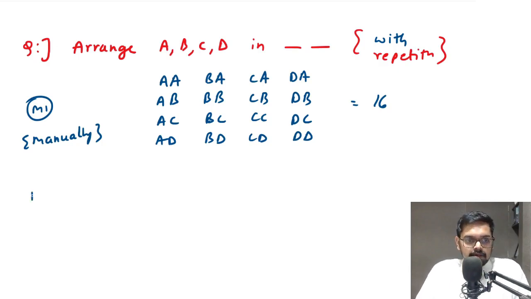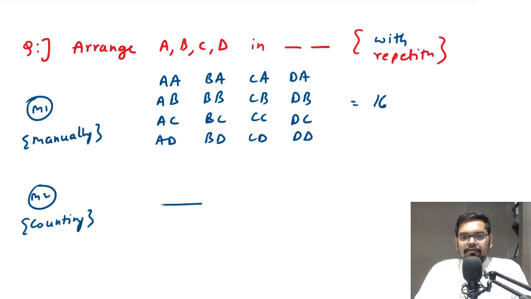Now, some students will say, sir, why do it manually? You can use the counting principle. Yes, you can use the counting principle to get the answer. First position, and then we have the second position. First position has how many choices? 4 choices. Second position also has 4 choices since repetition is allowed. So 4 into 4, 16 such 2-letter words can be created.